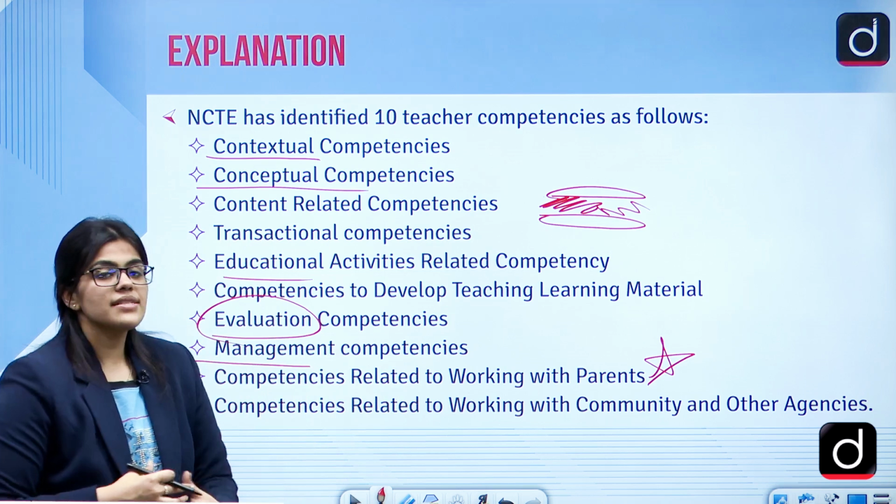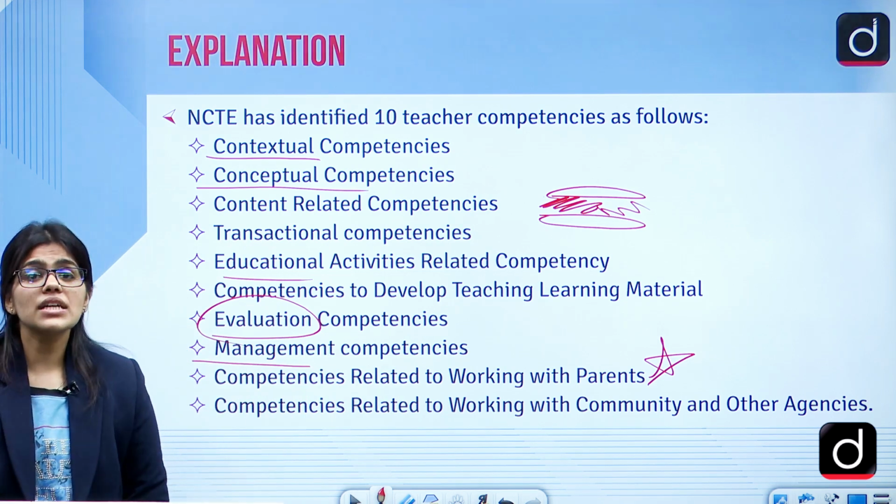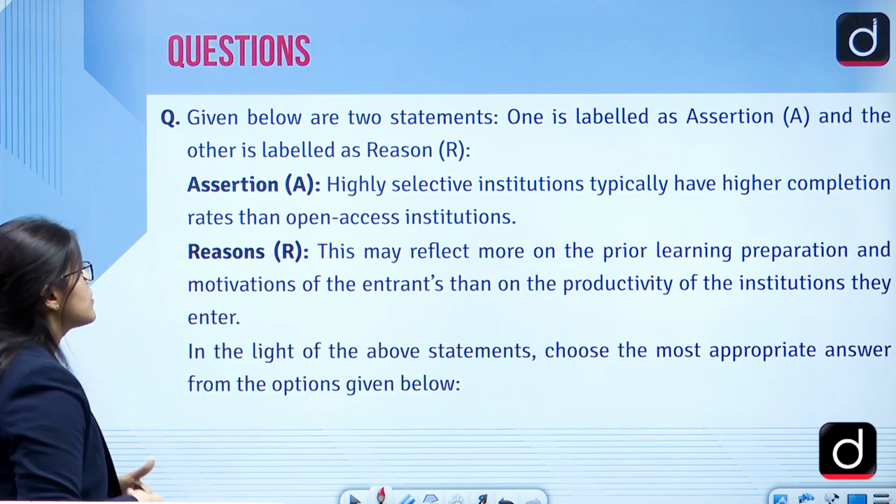Then of course some qualities are related to working with the community, working with other teachers, and working with other members of the school.